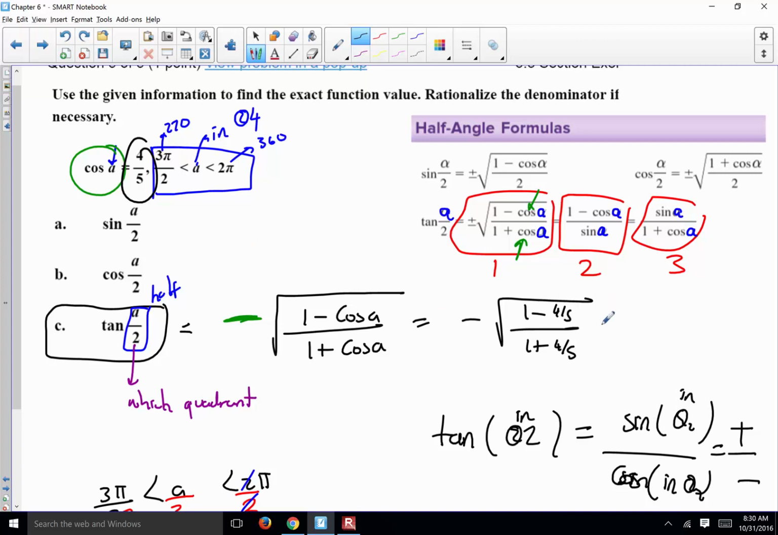All we need is to simplify this number. The top is 1/5, the bottom is 9/5. When I divide them, it becomes 1/9. And the square root of 1/9 is 1/3. So negative 1/3 is the answer. Okay?